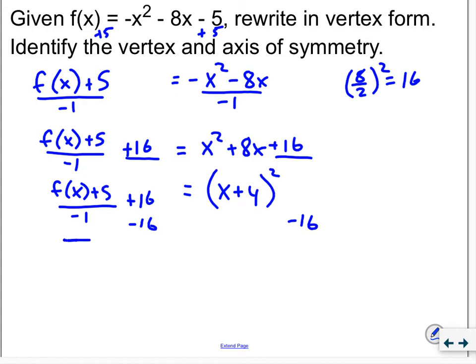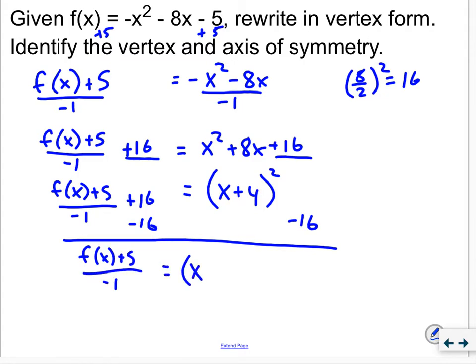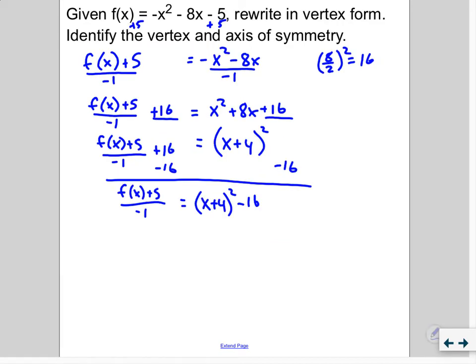Let's do that first. We'll bring that over. So now I get f of x plus 5 over -1 equals, there's my x plus 4, there's my square, there's my minus 16. Now let's keep undoing. Let's multiply both sides by -1.